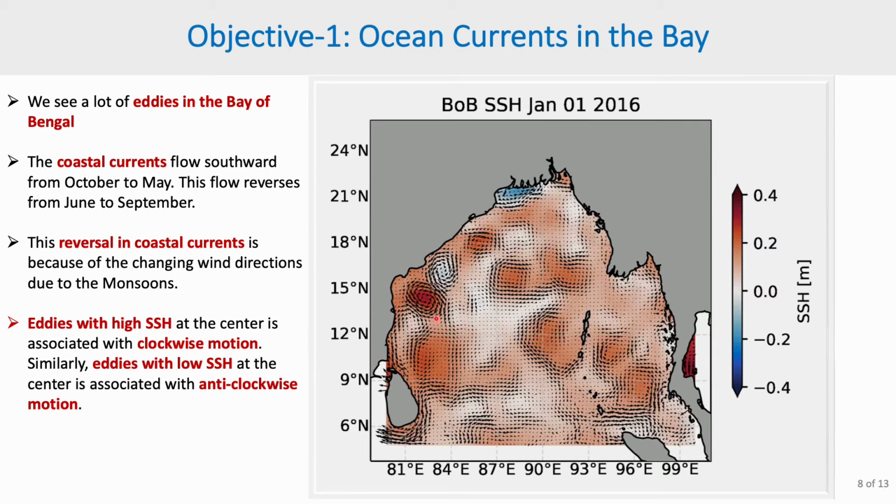We will also observe eddies with high SSH, which is associated with clockwise motion, and eddies with low SSH, which is associated with anti-clockwise motion. Now let's play the video.